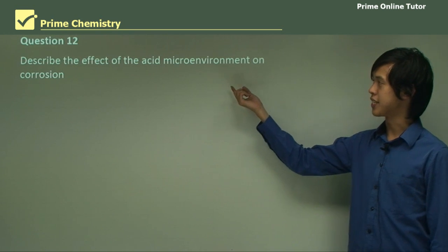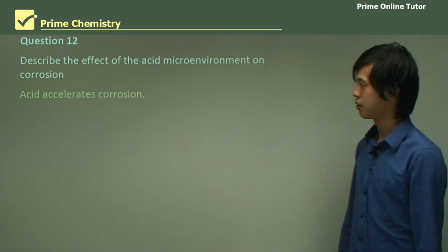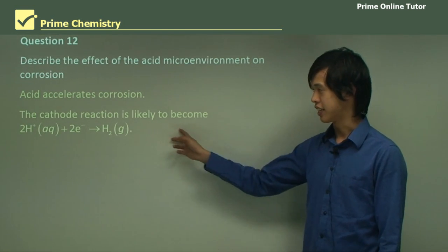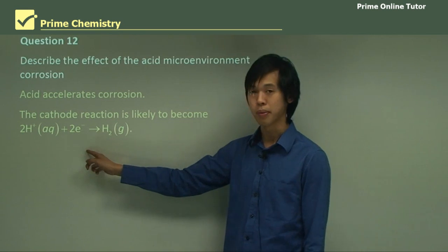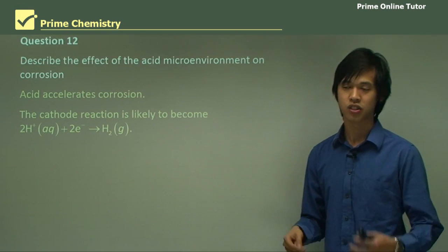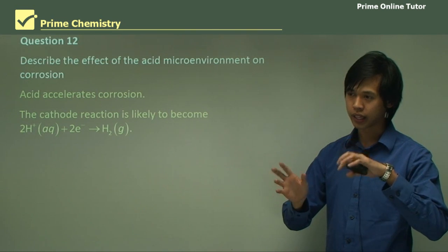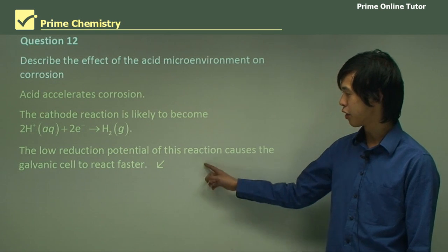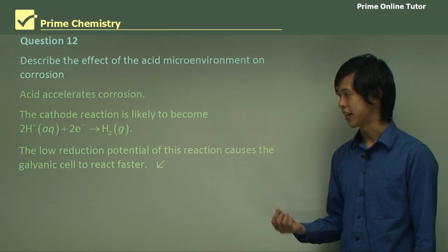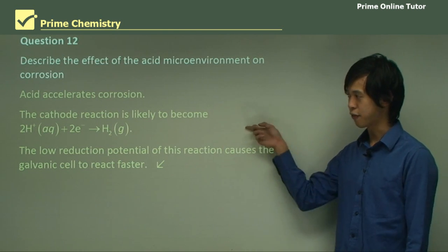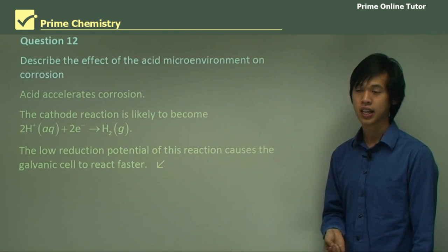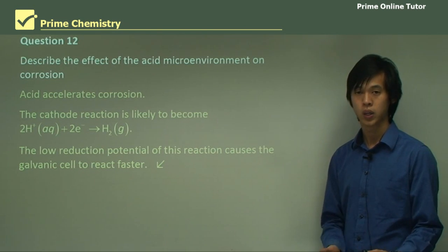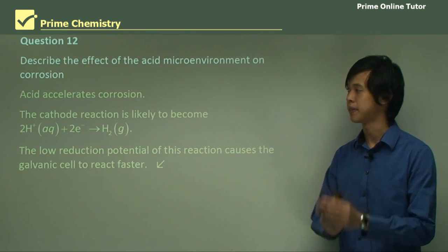Describe the effect of the acid microenvironment on corrosion. Well, obviously, as we said, acids accelerate corrosion. So the cathode reaction is likely to become something like this: 2H+ + 2e- gives you H2 gas, which is one part of the acid-metal reaction. And the low reduction potential for this reaction causes the galvanic cell to react faster. Because that happens fairly regularly, and it wants to do that, it makes the reactions much faster because the galvanic potential is low. Okay? Very low energy needed to make this work.